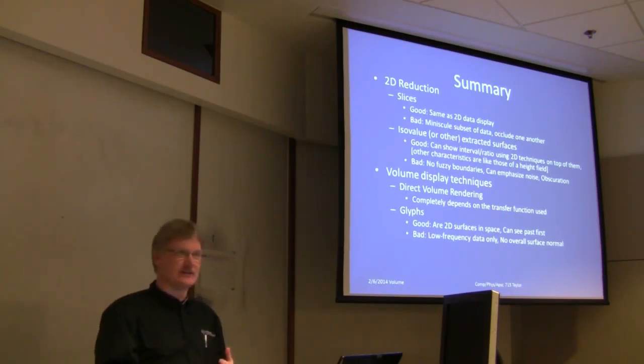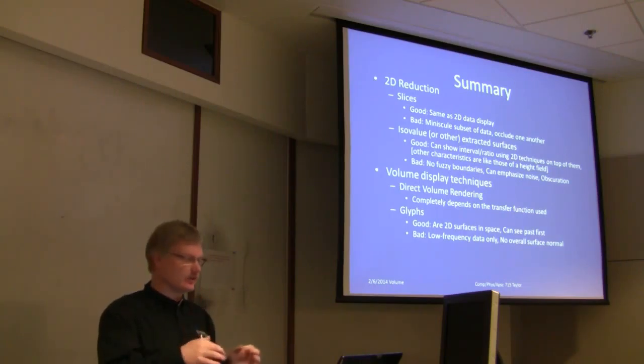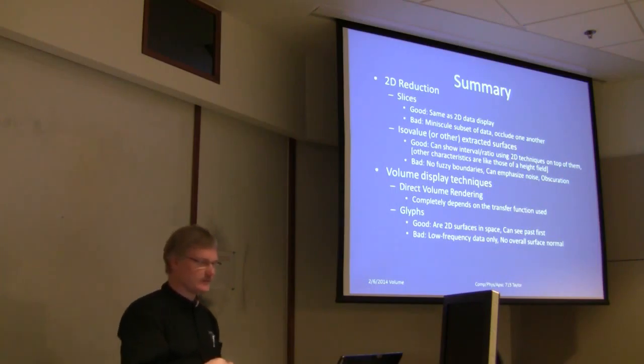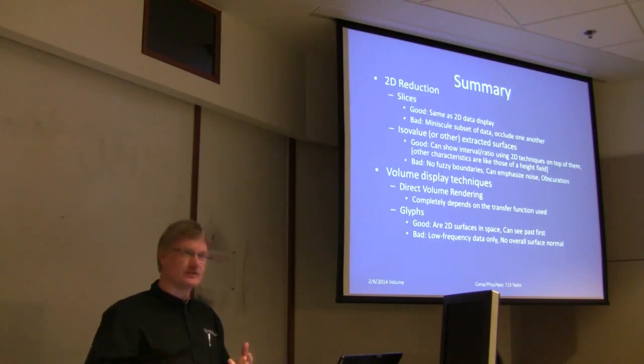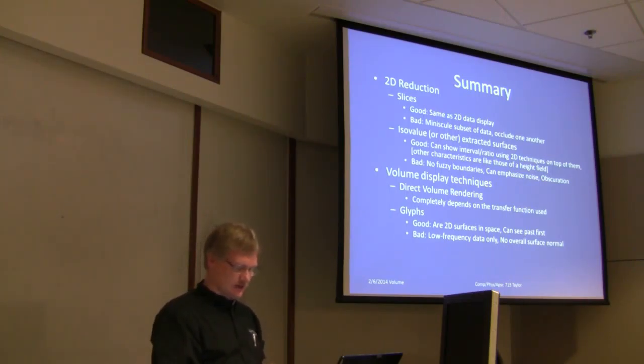You can't get fuzzy boundaries, and they'll emphasize noise, right? So if your algorithm is sensitive to noise, you'll get all these interesting strange shapes, and still there's a problem of occlusion. Direct volume rendering completely depends on the transfer function, and we're going to talk through some of those. And then glyphs, you can see past the first, but low frequency data only, no surface normals.